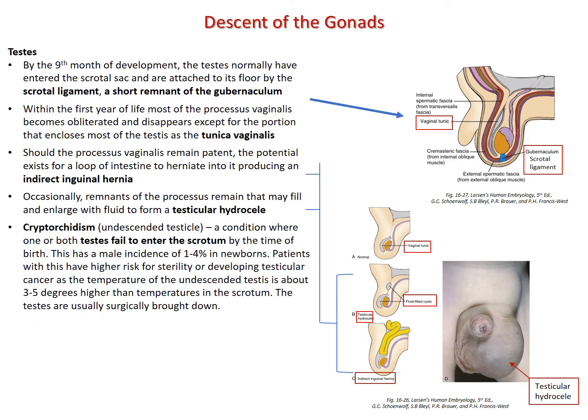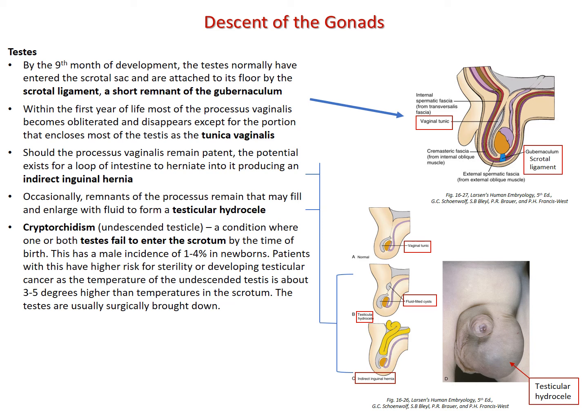By the 9th month of development, the testes normally have entered the scrotal sac and are attached to its floor by the scrotal ligament, a short remnant of the gubernaculum. Within the first year of life, most of the processus vaginalis becomes obliterated and disappears, except for the portion that encloses most of the testis as the tunica vaginalis. Should the processus vaginalis remain patent, the potential exists for a loop of intestine to herniate into it, producing an indirect inguinal hernia, as seen in C in the lower illustration. Occasionally, remnants of the processus remain that may fill and enlarge with fluid to form a testicular hydrocele, as seen in illustration B.